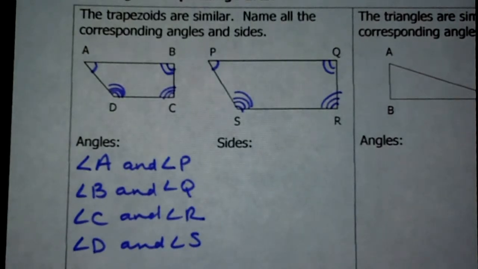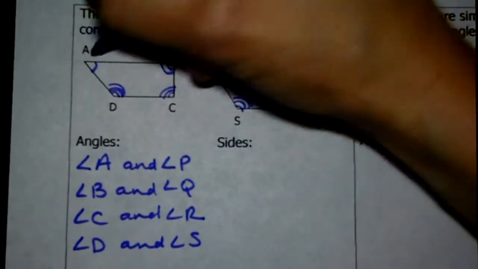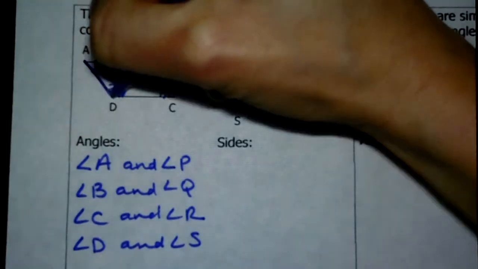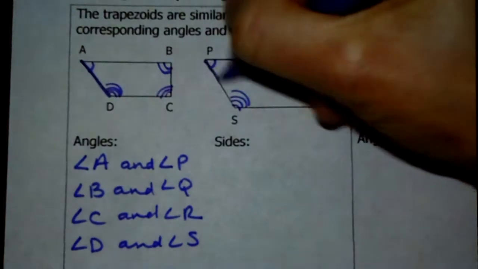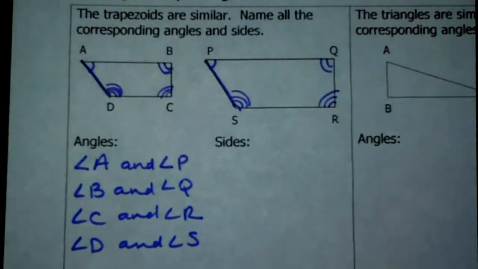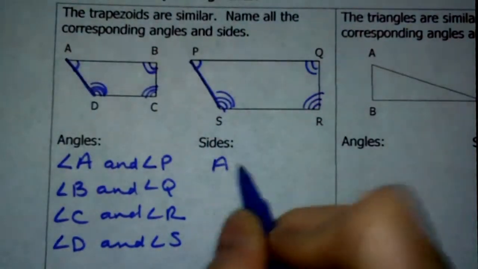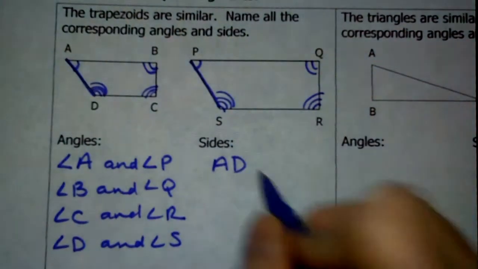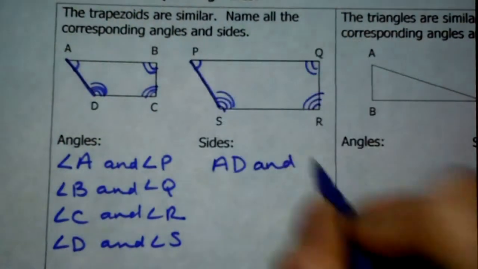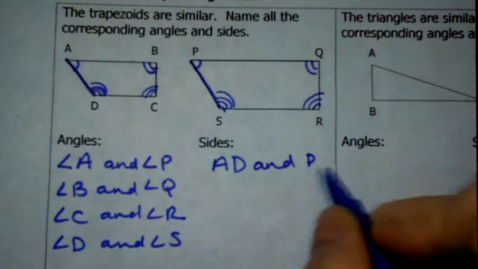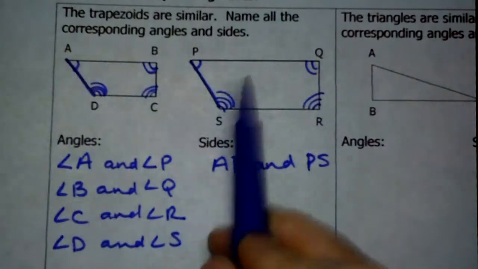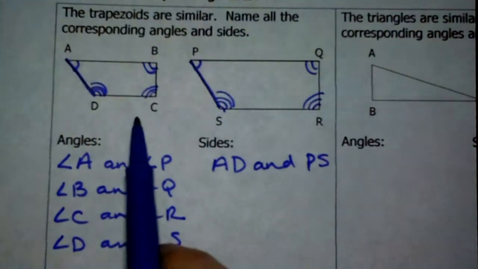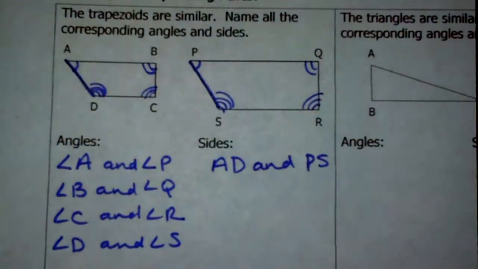All right, next we want to do the corresponding side lengths. If I'm going from A to D, the matching side length on the other shape would be from P to S. So all you have to do to list that is you call side length AD, and matching up with that is PS. Notice I started up here and went down from A to D. Make sure you start from P to S. You wouldn't say AD and then SP. That would be backwards. You don't want to do that.